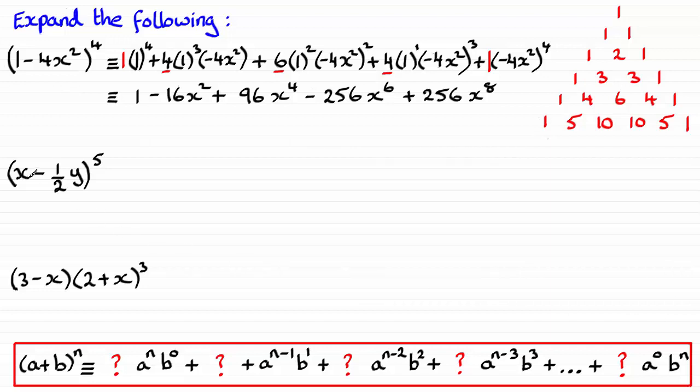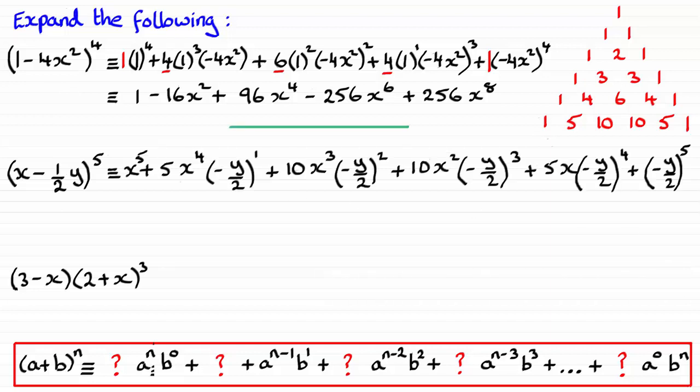For the second example here, the power this time is 5, and you're going to be using this row here. The a is the x and the b is minus a half y. So following what we did in the previous example, you should find you get this result here. You'll notice that I haven't written the ones in Pascal's triangle in the first term and the last term, and I also have not written the minus half y to the power 0 in the first term because that's going to be 1, and x to the power 0 in the last term because that's going to be 1. So it's just a question of tidying this up.